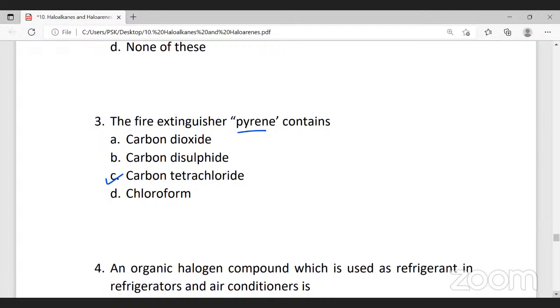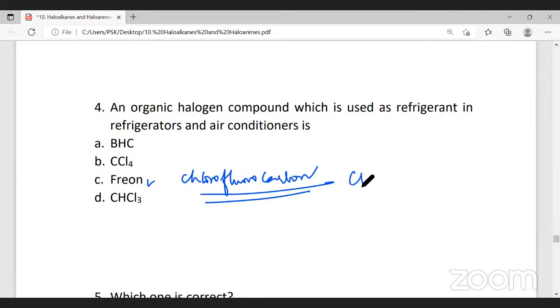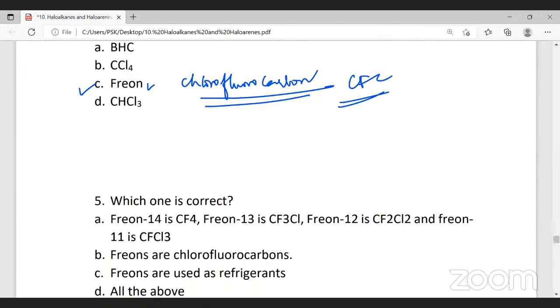The next one. An organic halogen compound which is used as a refrigerant in refrigerators and air conditioners. Is it CCl4? It is chlorofluorocarbons, CFCs, called freons. It is not carbon tetrachloride. So the answer for this question will be option C. They are substituted products of carbon tetrachloride.